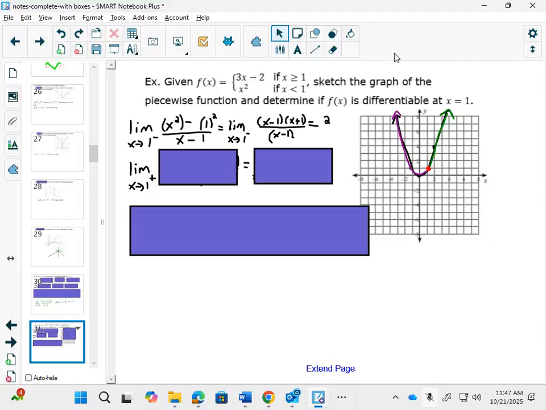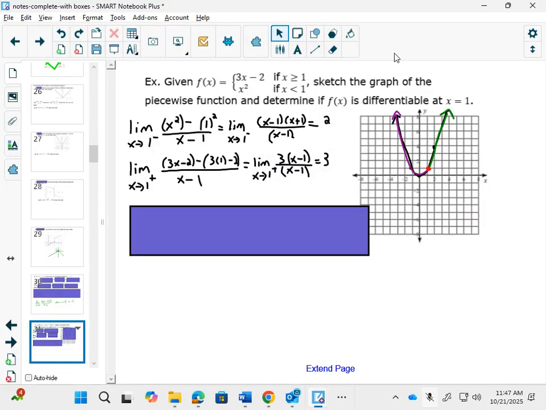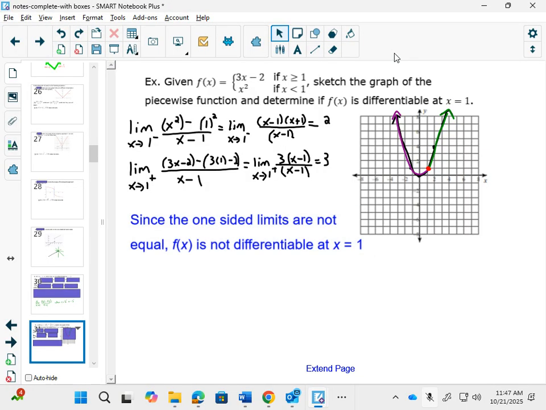If you go to 1 from the plus side, which would be on the 3x minus 2 graph, the little red dot was foreboding. If I touched it, I would cut my finger and create blood. Because here, the slope is 3. Those slopes are not the same. So it is continuous, but it is not differentiable.